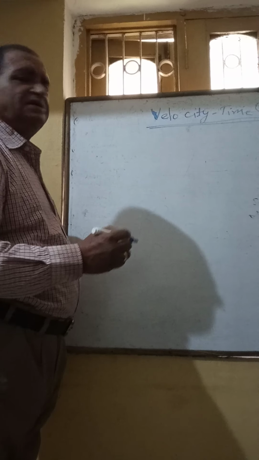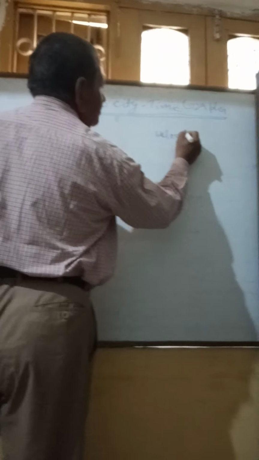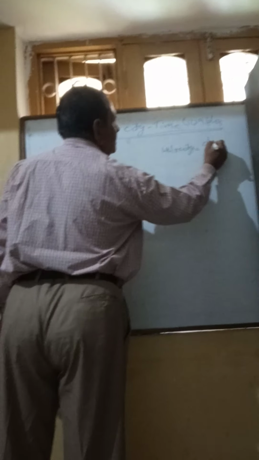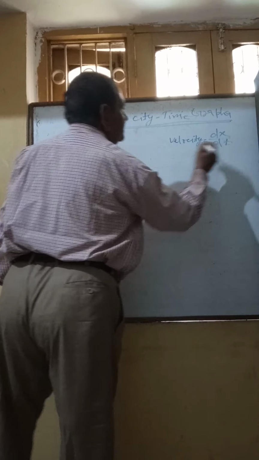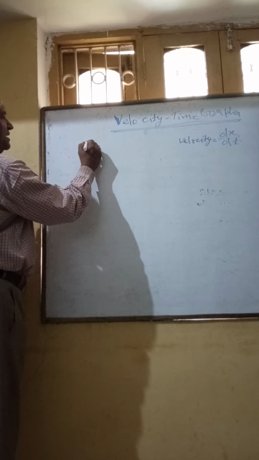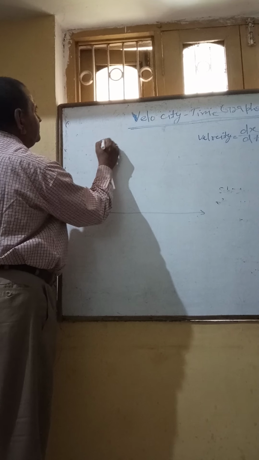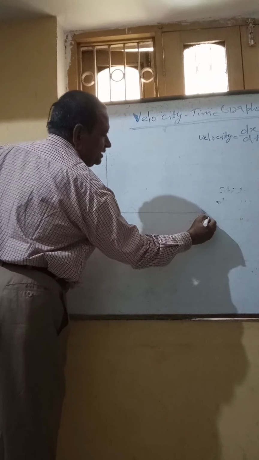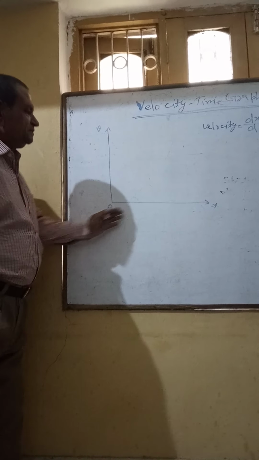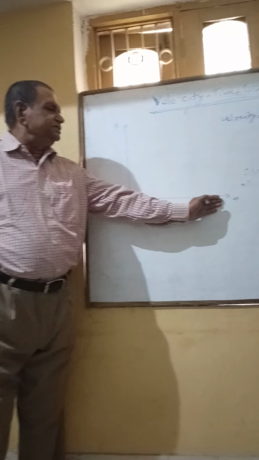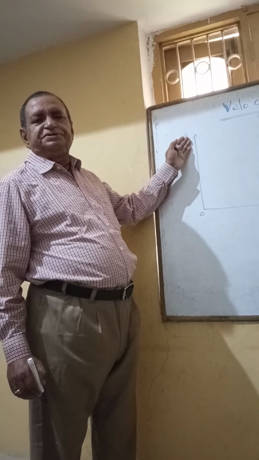As we know from calculus, velocity is defined as the rate of change of displacement, dx by dt. If we plot a velocity time graph, on the x-axis we are going to plot the time t, and on the y-axis we are going to plot the velocity v.